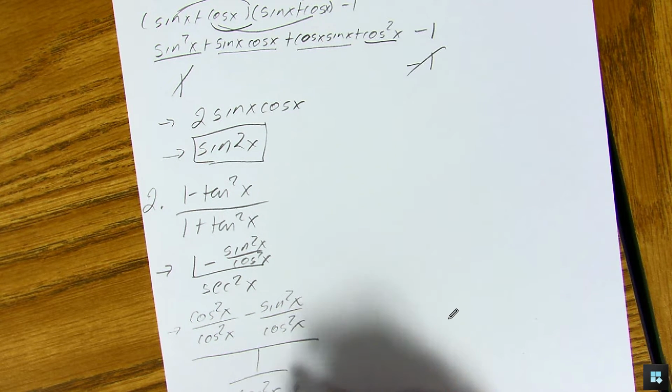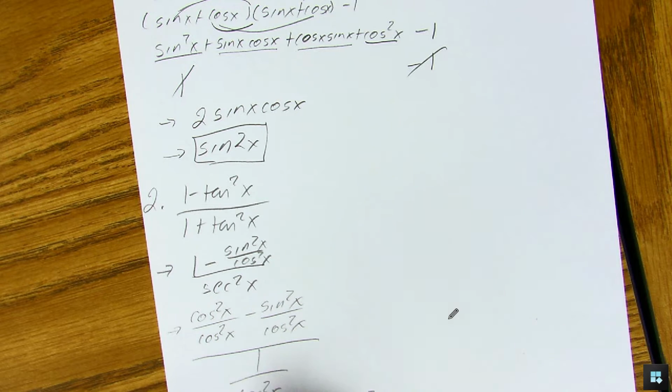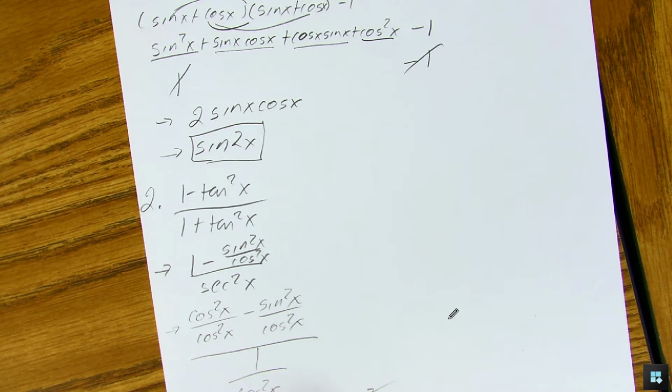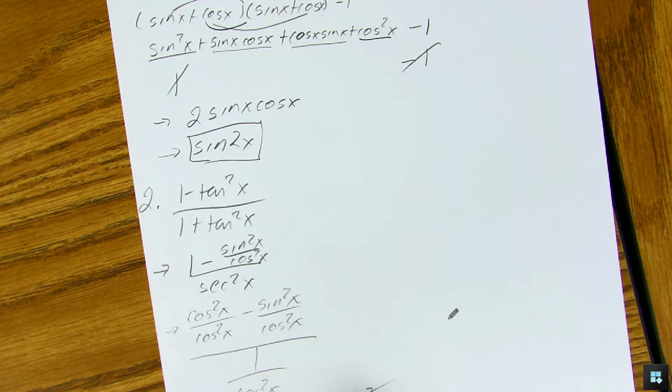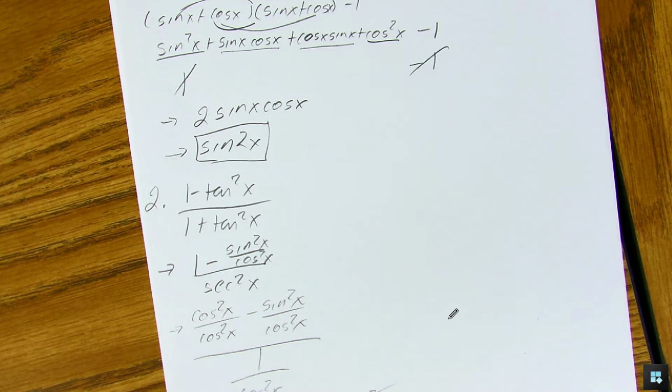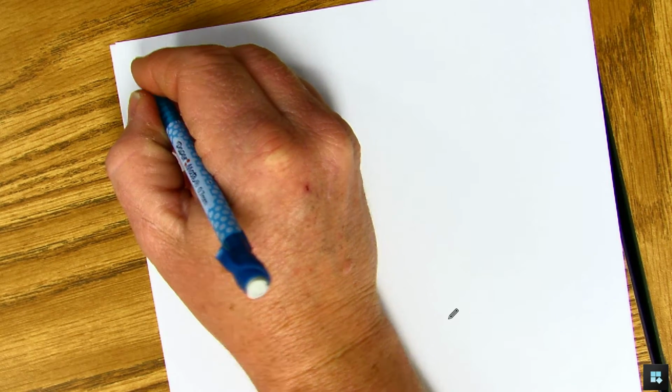I don't like to divide by a fraction, so I multiply by its reciprocal, which is going to be cosine squared x over 1. Cosine squareds will simplify, leaving us with just cosine squared x minus sine squared x, and that is cosine of 2x. And we are done.